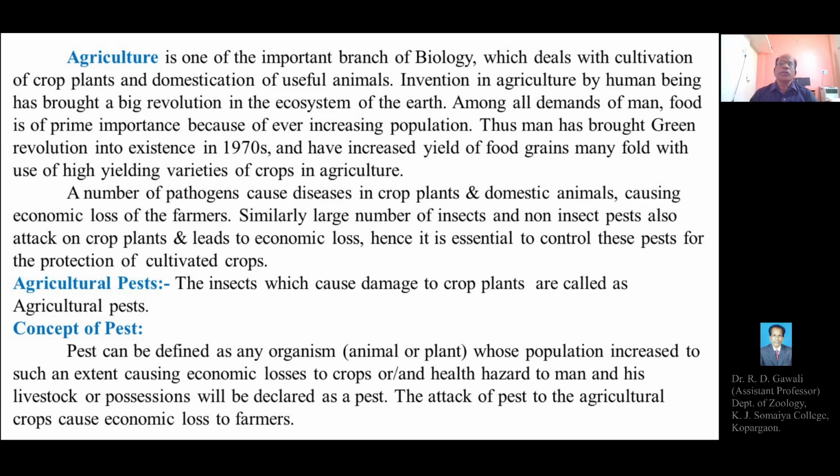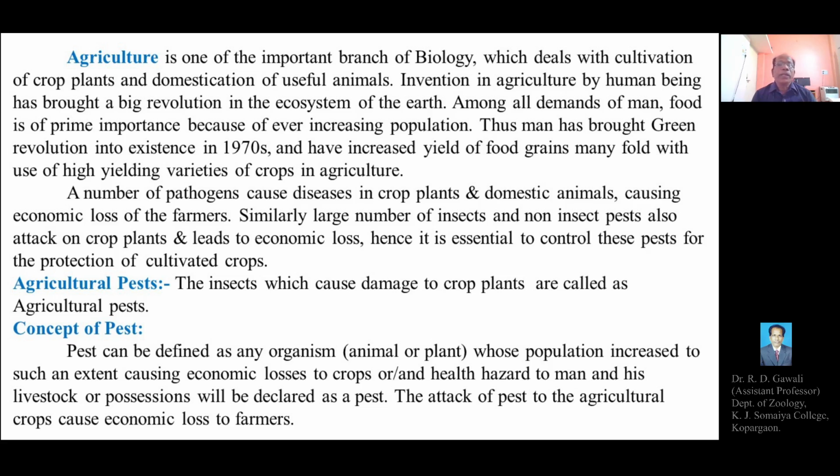So this is the actual agricultural importance for mankind, because with the help of agricultural practices, man can have food, different types of food products, goods and services that can be obtained through agricultural practices. And thus, it is of great importance to study the different types of agricultural pests which are causing the loss of agricultural produce.